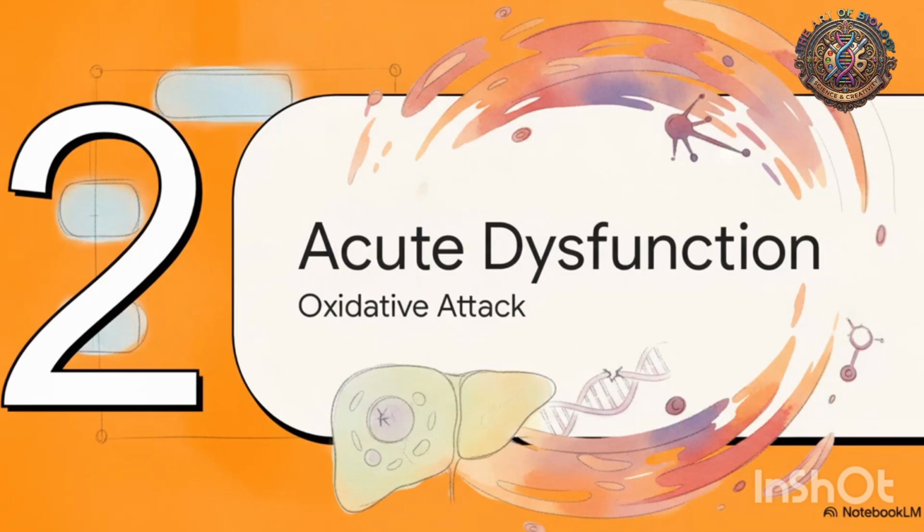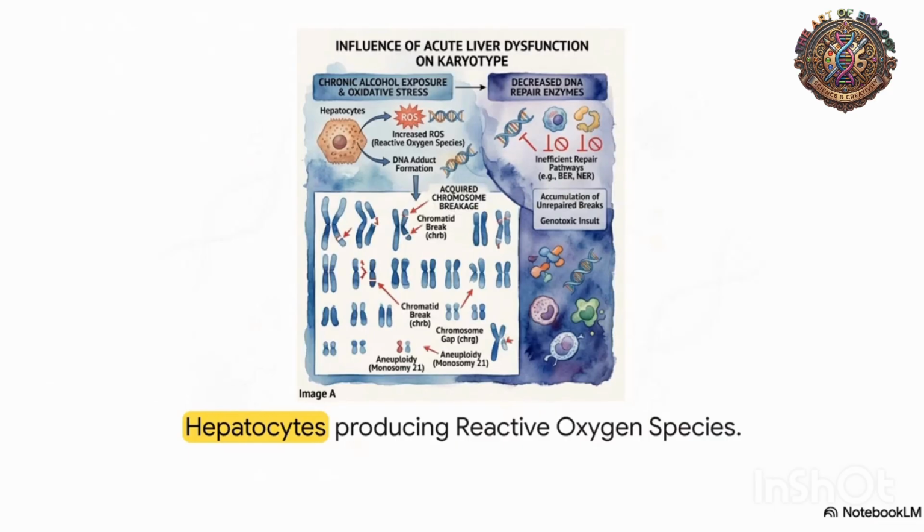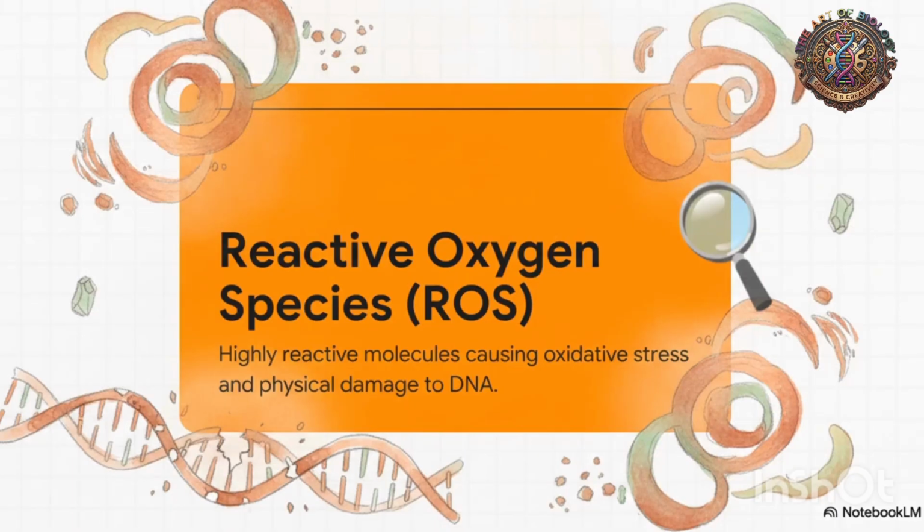Moving on to section 2, acute dysfunction, oxidative attack. Right, so when hepatocytes, which are the primary cells of the liver, are subjected to chronic alcohol exposure, they get highly stressed out. And as a direct physiological response to that stress, these cells begin churning out dangerous levels of what we call ROS. Now, you might be wondering, what exactly is ROS?